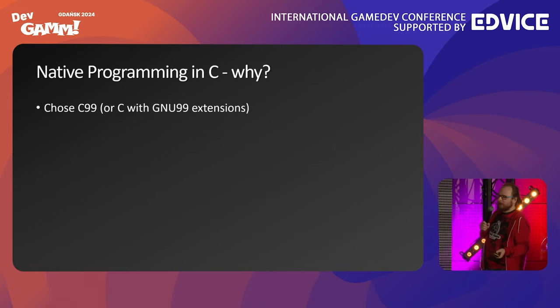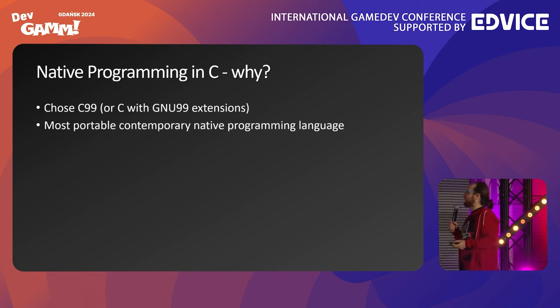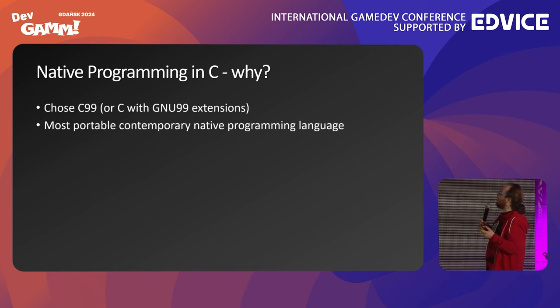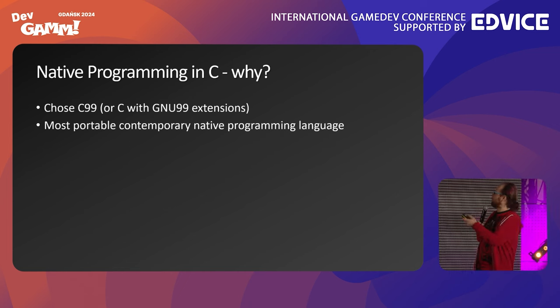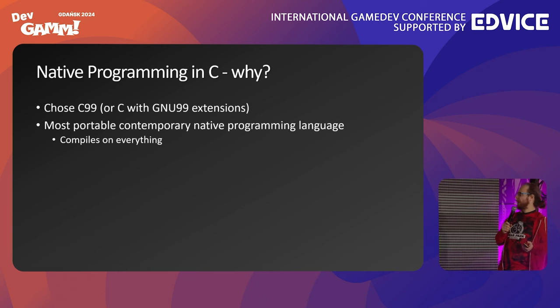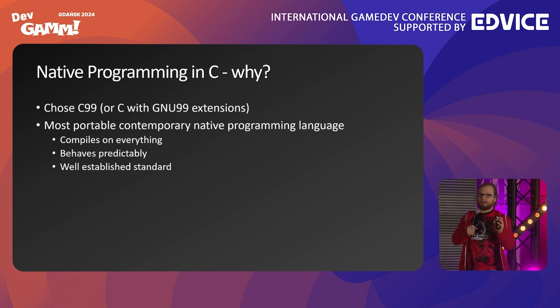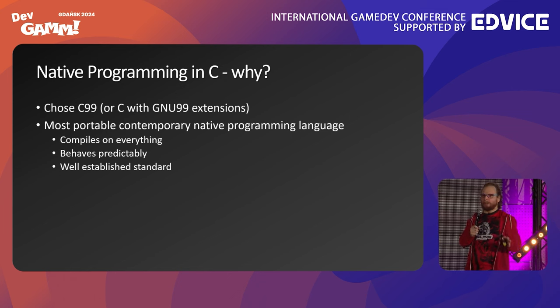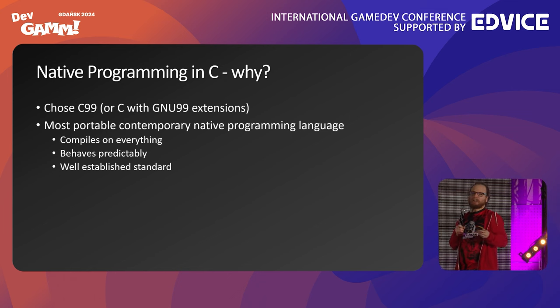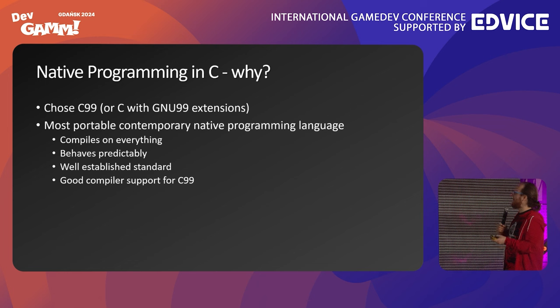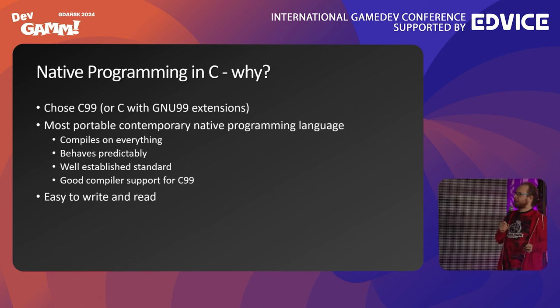So, why did I pick C? First, I chose C99. It is the most portable contemporary language. It works like Arduino even, compiles on everything, behaves predictably. It is a well-established standard. It has been around and is set in stone for years, unlike C++ that's changing. Good compiler support, everything supports C99.